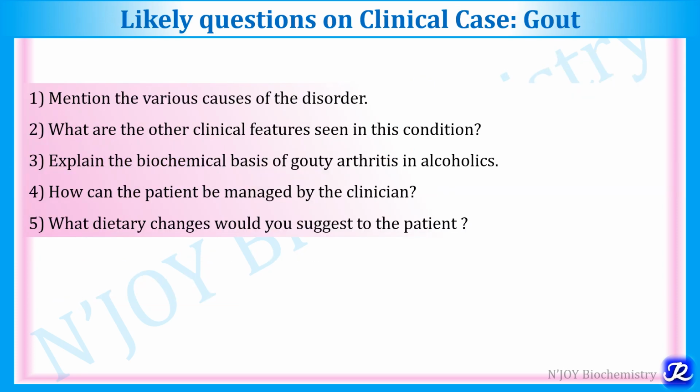The most likely questions that can be asked on this clinical case are: mention the various causes of gout. What are the other clinical features seen in this condition? Explain the biochemical basis of gouty arthritis in alcoholics as well as the people consuming non-veg diet. How can the patient be managed by the clinician, and what dietary changes would you suggest to the patient? So we are going to discuss the answers of all these questions in the next video, that is the video on gout, a case study.